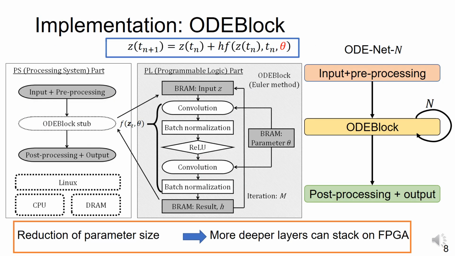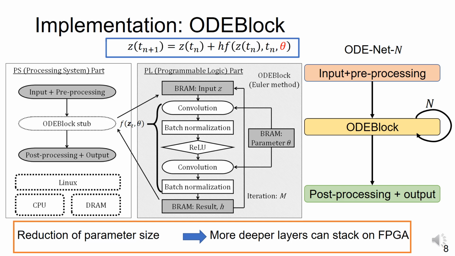This figure shows a concept of our implementation. We assume that only the ODE block is executed in the PL part, and the other computations are executed in the PS part. The ODE block consists of 5 layers: convolution, batch normalization, activation function, convolution, and batch normalization. And these operations are repeated.